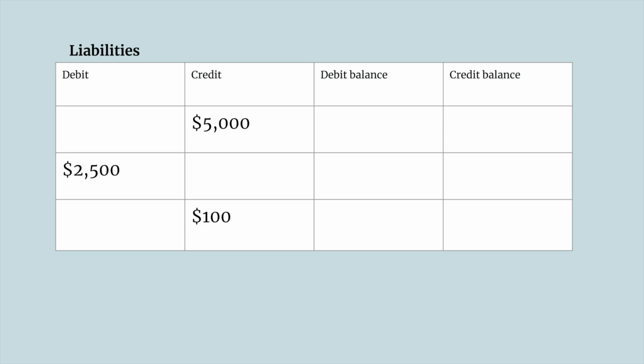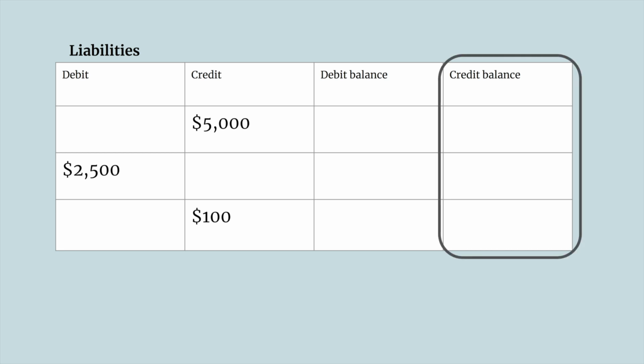Okay, whereas liabilities have a normal balance of a credit, so it should stay in the credit balance for liabilities. There's really no reason why it should ever go into the debit. So our first transaction is a $5,000 credit, so it's going to go into the credit balance column for also $5,000. Our next transaction was a debit, and so we are going to subtract it because it's a liability, so our credit balance is now going to be $2,500. And then lastly, we have another credit. Credits add to liabilities, so we're going to end with a balance of $2,600.